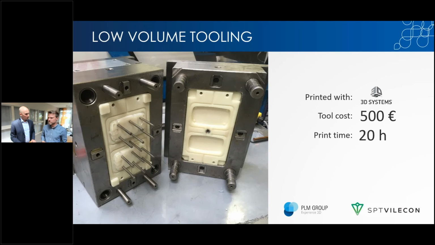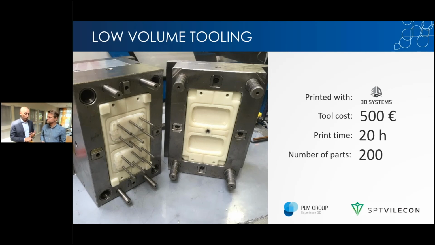That's the printing cost. The print time was 20 hours, and we managed to get 200 shots out of it. They only required 200, but we actually managed to get some extra shots out of it. To be able to get a functioning injection molding tool in less than 24 hours for 500 euros, that's impressive. Bordering on unique.